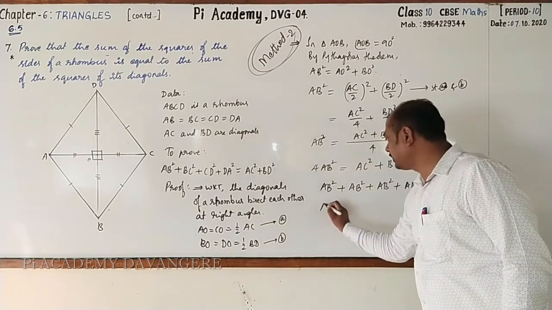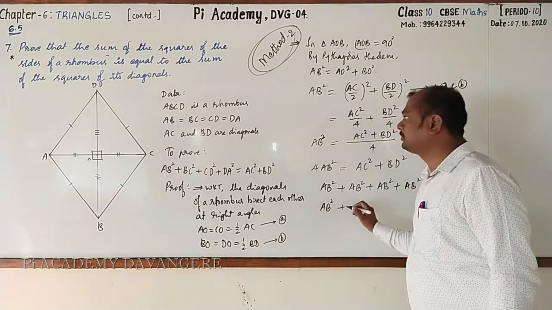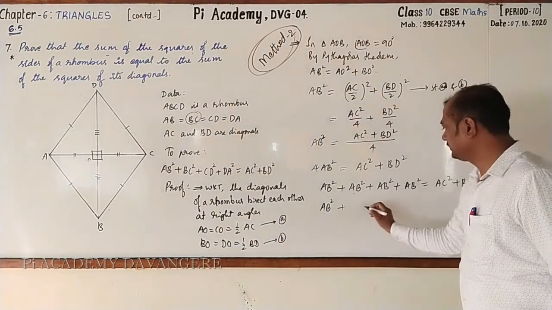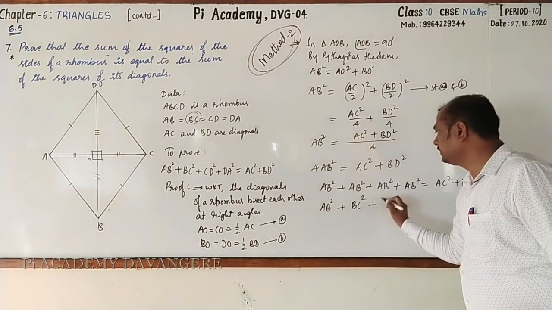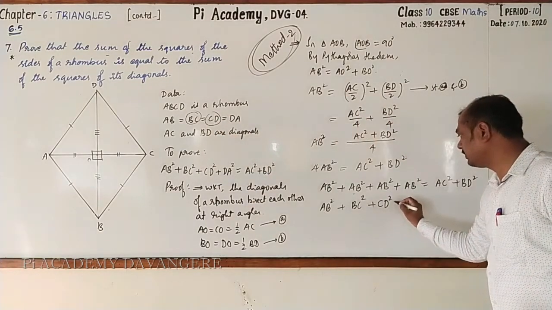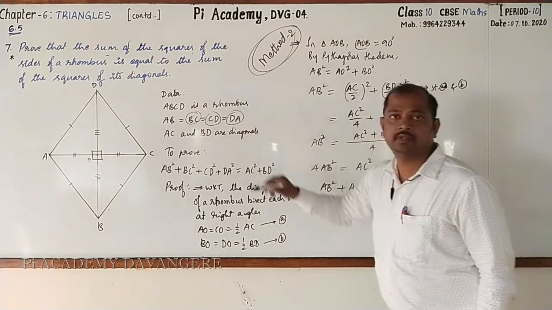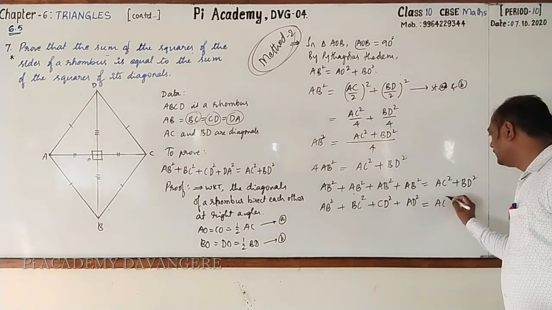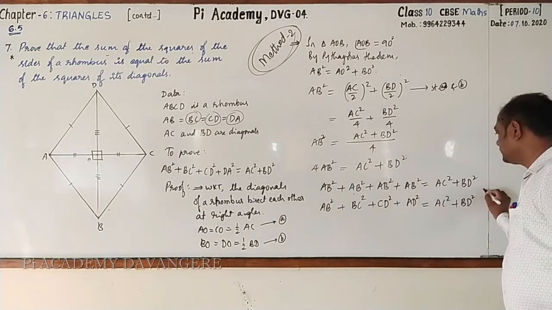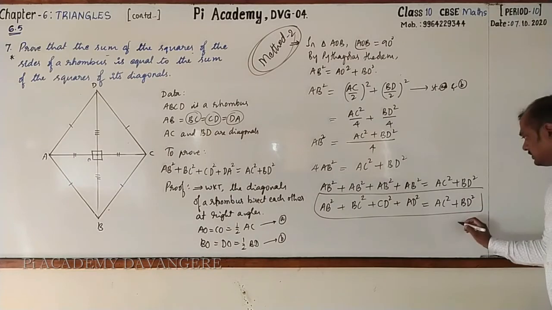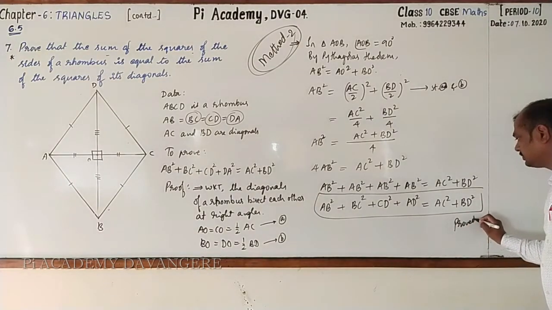Followed. Let me write AB square as it is. Plus, look here, AB is nothing but BC. BC square. AB is also CD. CD square. AB is also AD or DA. AD square, which is equal to AC square plus BD square. Is it not simple one? Yes. So, hence it is proved.